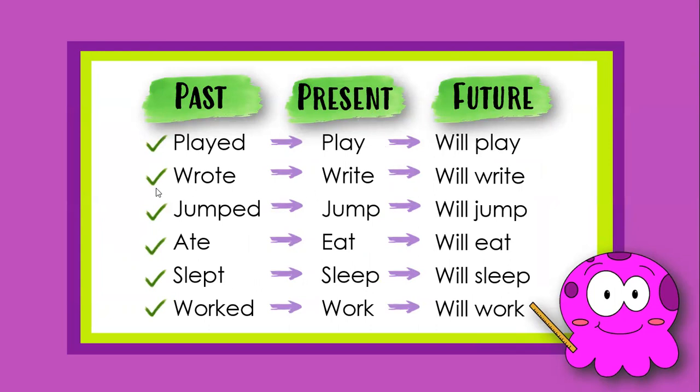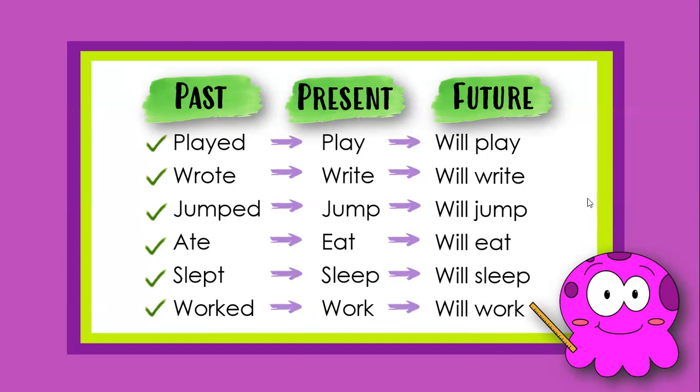Write, past tense is wrote. This is an irregular verb. The future: will write. Jump, jumped, a regular verb, will jump. Eat, ate. This is an irregular verb. And will eat. That's going to be the future tense. Sleep, slept, will sleep. Work, worked, will work.